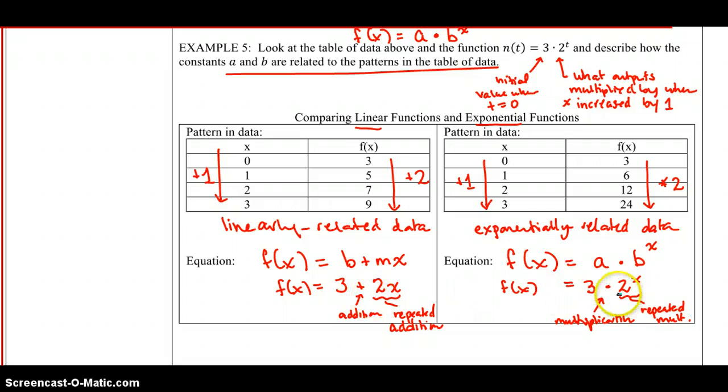So again, we should recognize the difference in the patterns between linear and exponential, and then again, how that's going to be represented differently in how we describe that relationship with the function notation.